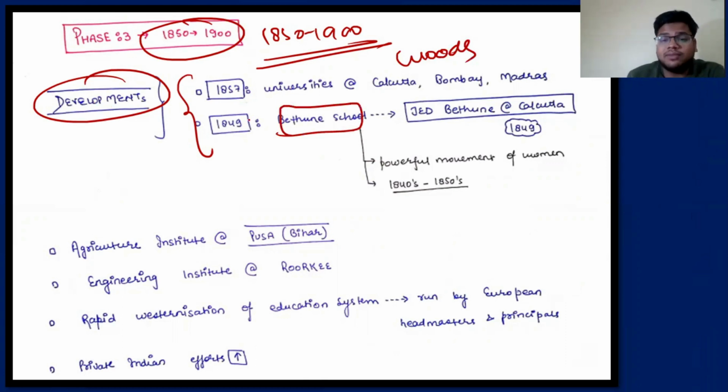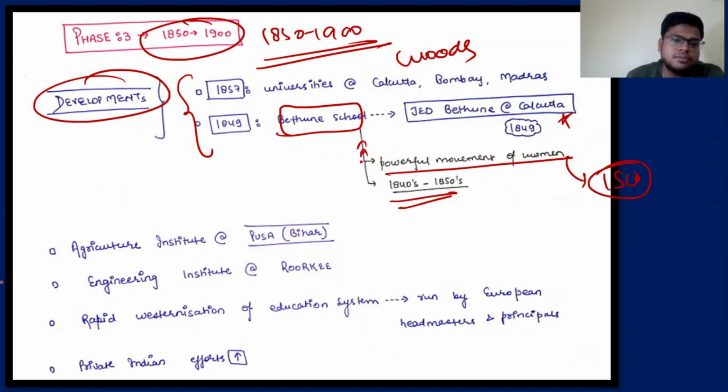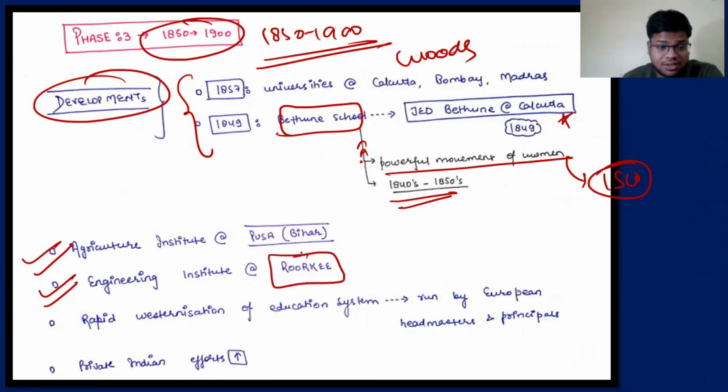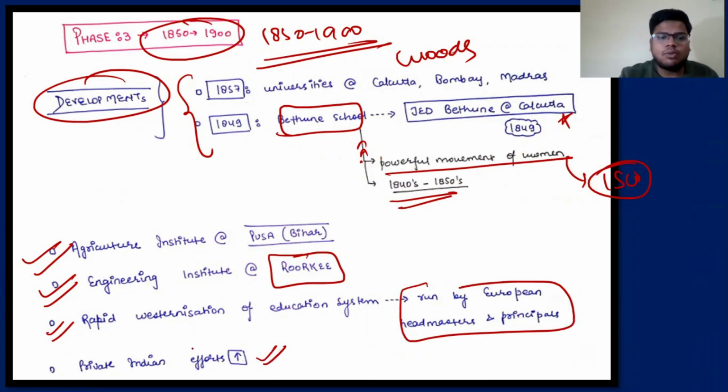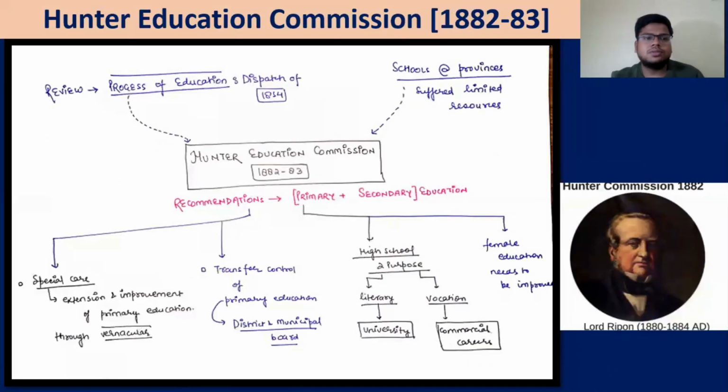Bethune School has opened, that we have discussed with Ishwar Chandra Vidyasagar. So J.E.D. Bethune at Calcutta has opened, a powerful movement of the women. And it opened after a lot of movement for the women, especially led by Ishwar Chandra Vidyasagar and all the other reformers. Agriculture Institute opened in Pusa, Bihar. Engineering Institute at Roorkee, that is my college actually. Rapid westernization of the education system run by European headmasters and principals, and private Indian efforts have also increased, that okay, they will set up their own small institutions.